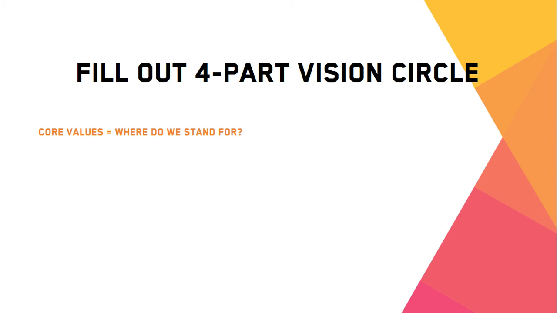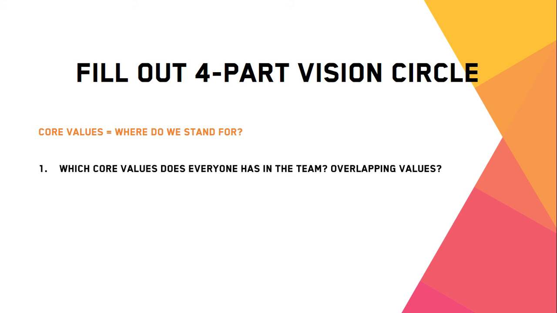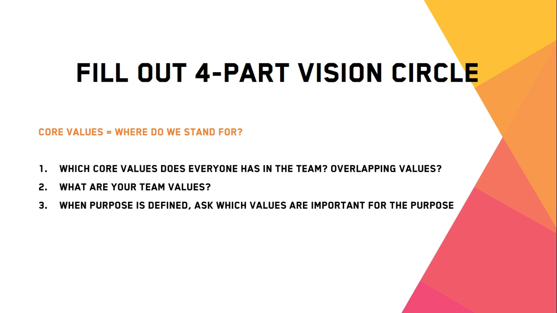The third part is the core values. What do we stand for? When you're going to define your core values, it's very valuable to first of all have a look in the team. So what are core values of everyone as an individual, and are there overlapping values? It's secondly useful to set team values. So what are the values we want to have within the team? And lastly, it could also help when your purpose is already defined to ask which values are important for the purpose to be maintained.